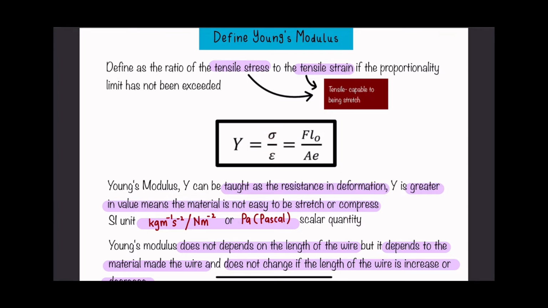So as you know, stress is equal to F over A, and then divided by epsilon, which means strain. Strain adalah elongation over L0. Tapi bila kita bahagi, kita akan terbaliklah, L0 over A e. So, dia akan jadi F L0 over A e. Ni adalah formula bagi Young modulus.